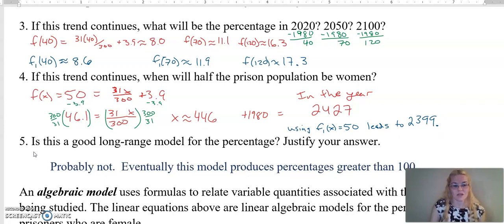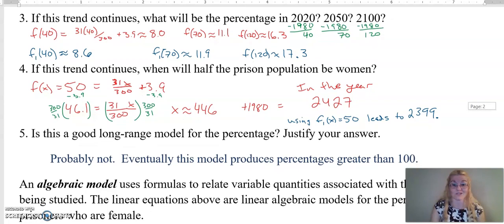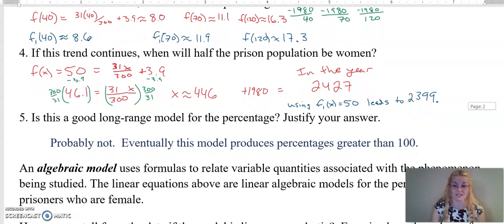So, the last question, is this a good long-range model for the percentage? Probably not. First of all, regression lines or any predictive model usually is only good in the near future. The further away in the future you are looking for predictions, the less accurate your models are going to be. And in this model particularly, because it's linear, eventually this model is going to produce percentages that are greater than 100%, and that's just nonsensical. That's when it's completely ineffective.